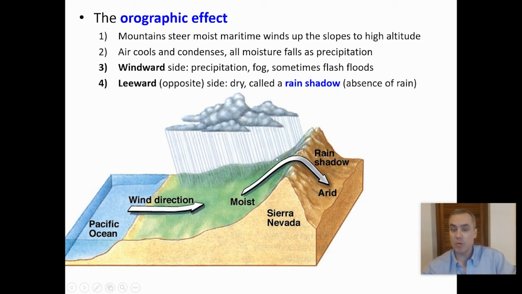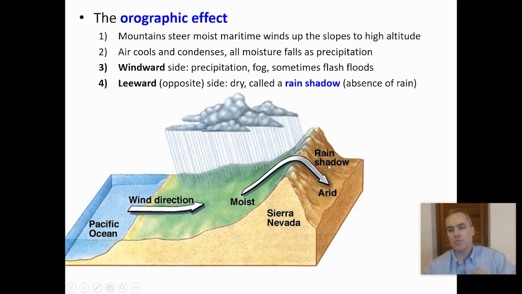But the air keeps going to the other side because more air is coming behind it. But that air is dried out. So the other side, which is called the leeward side, develops a desert, an arid environment with less rain. And that's called a rain shadow.